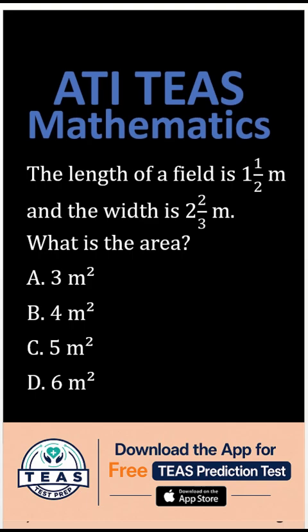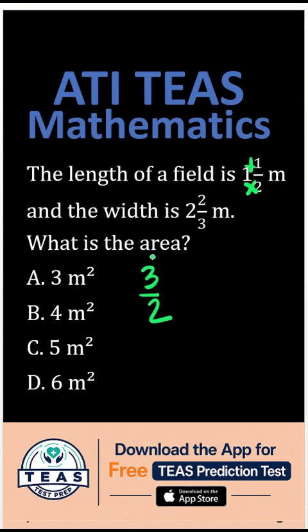The question asks here, the length of a field is 1 1/2 meter and the width is 2 2/3 meter. What is the area? So this is all about converting the mixed fraction into an improper fraction. So that's 2 times 1 plus 1, which is 3/2.